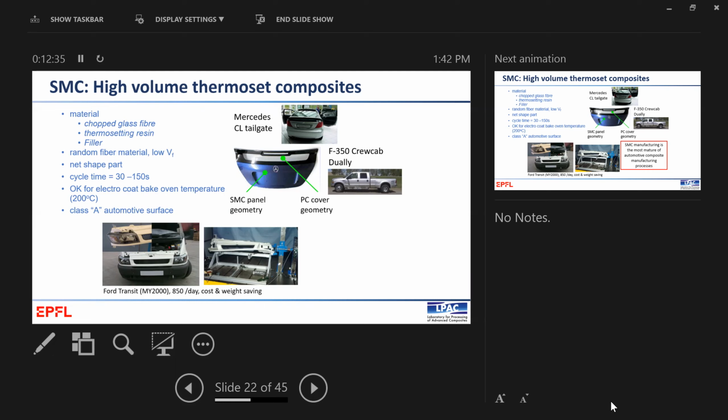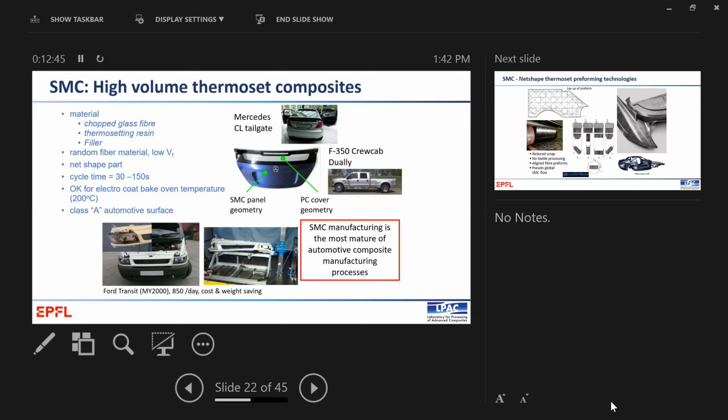And you can see here, you can have some structural parts. That's a part of a Ford Transit van being torsion tested, so it could take some loads. And like I say, you can paint it. So it's the most mature automotive composite manufacturing process, but it's chopped random fiberglass. It doesn't have the mechanical properties of the carbon tapes we just saw. It doesn't give you the same weight savings, but it's very stable.